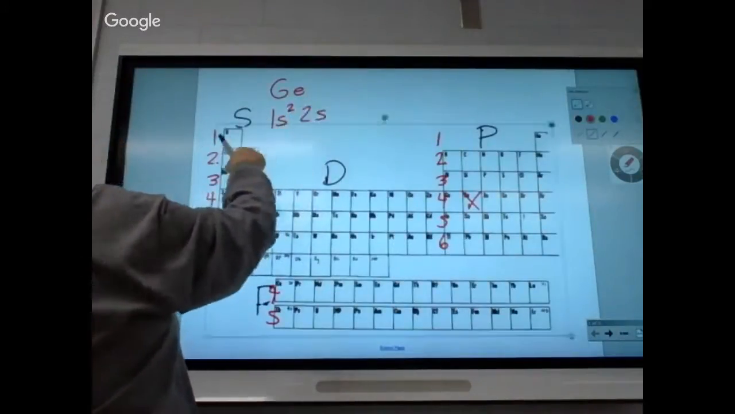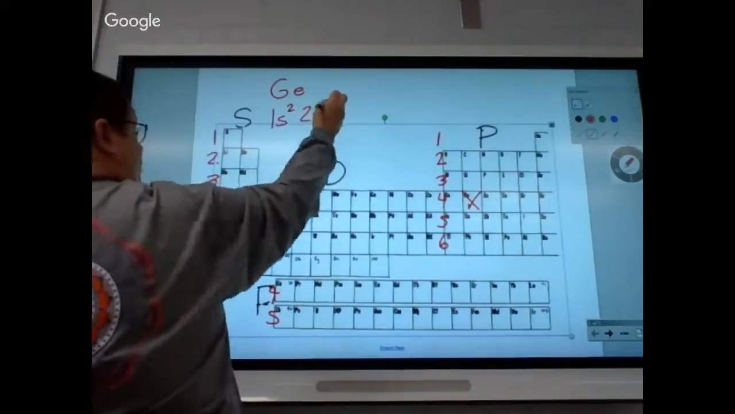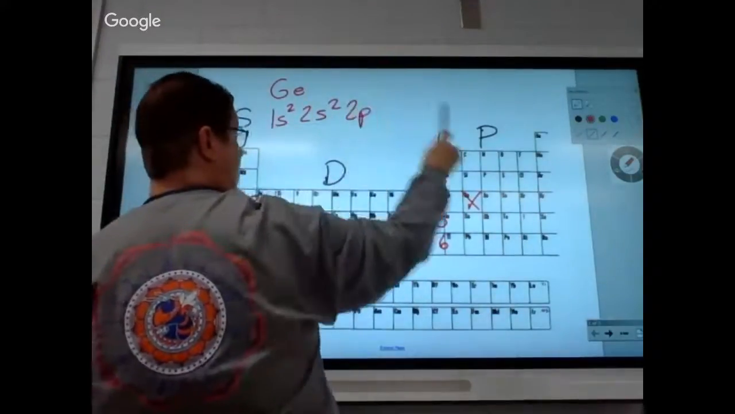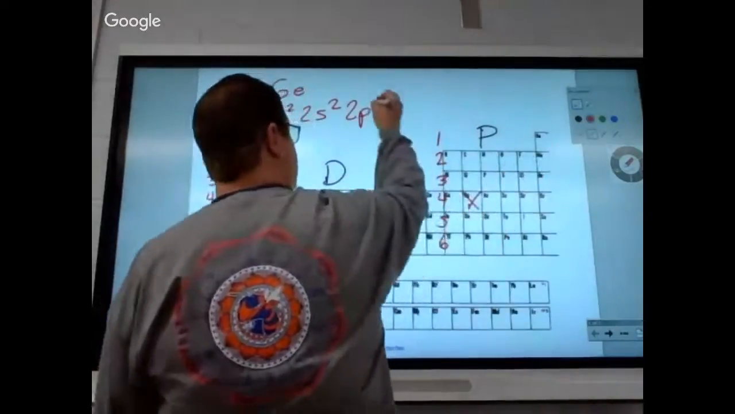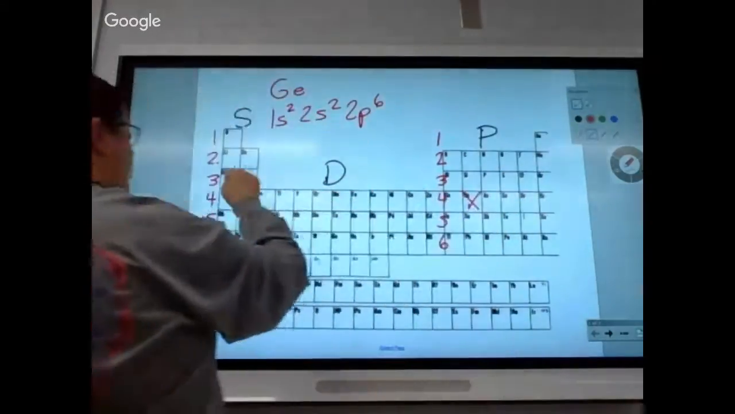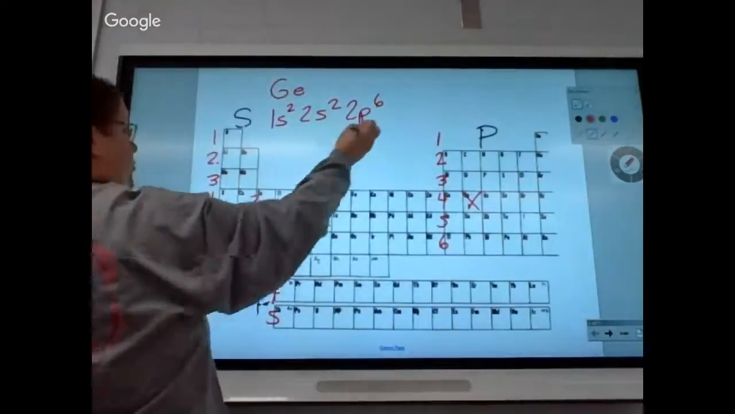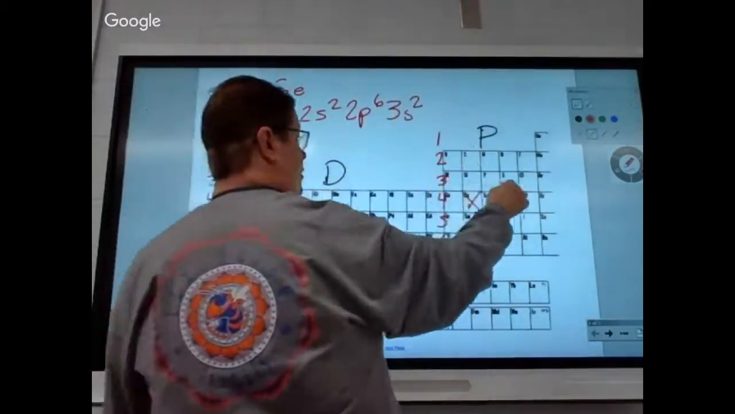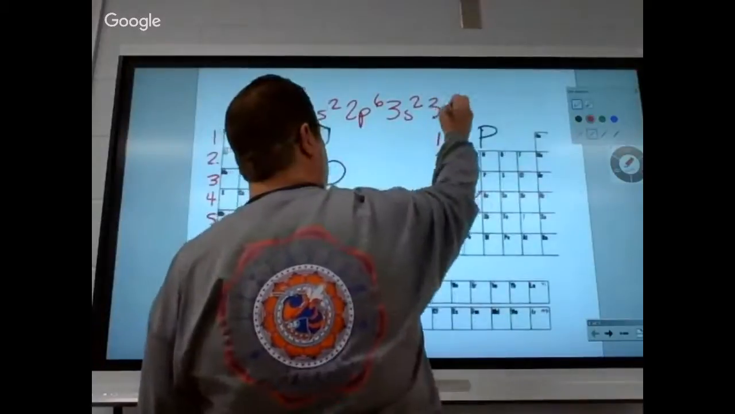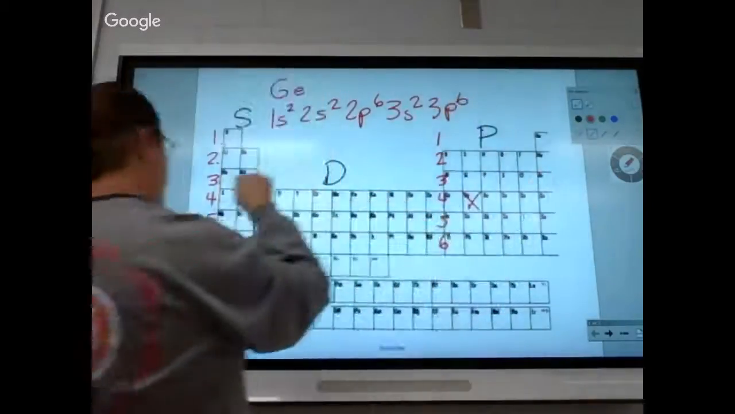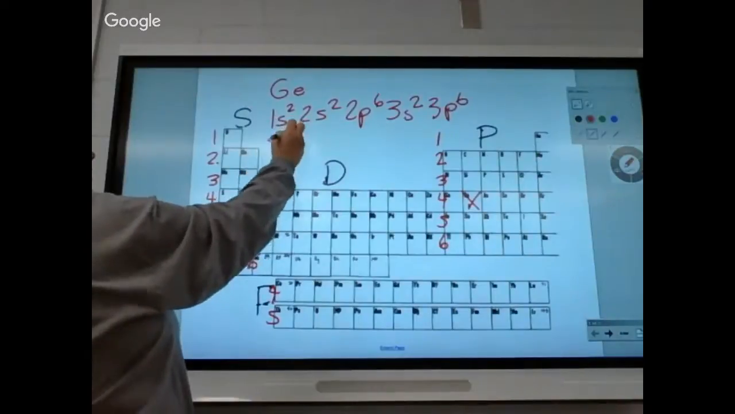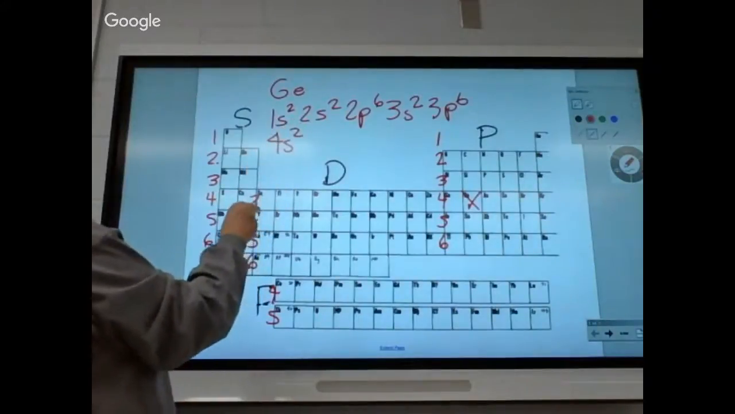2S. How many elements do we have? 2. We keep reading. We're at 2P. How many elements do we have? 6. We keep reading. We have what? 3S. How many? 2. And then 3P6. We keep reading. We're back over here. We have what? 4S2. And that's why we have that letter and number right there.